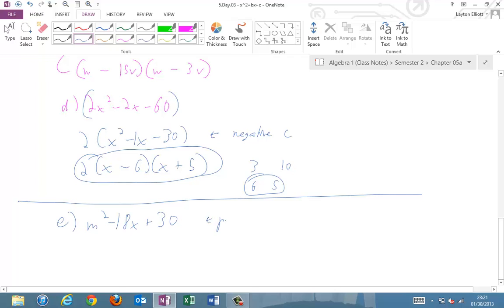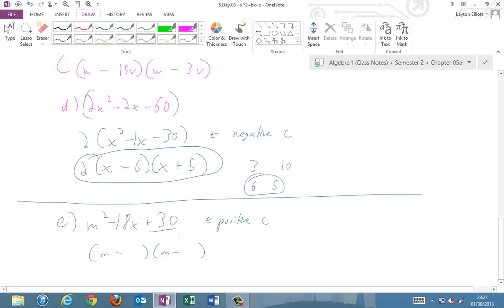This is a positive c. When we have positive c's, we look to see what we are going to multiply to get to 30, but add to get to negative 18. So that's going to be a minus and then a minus. They're going to be the same sign because we want to add them to get to negative 18 and multiply them to get to positive 30. So they both have to be the same sign. Otherwise, we wouldn't be able to multiply them to get a positive number for that last term.